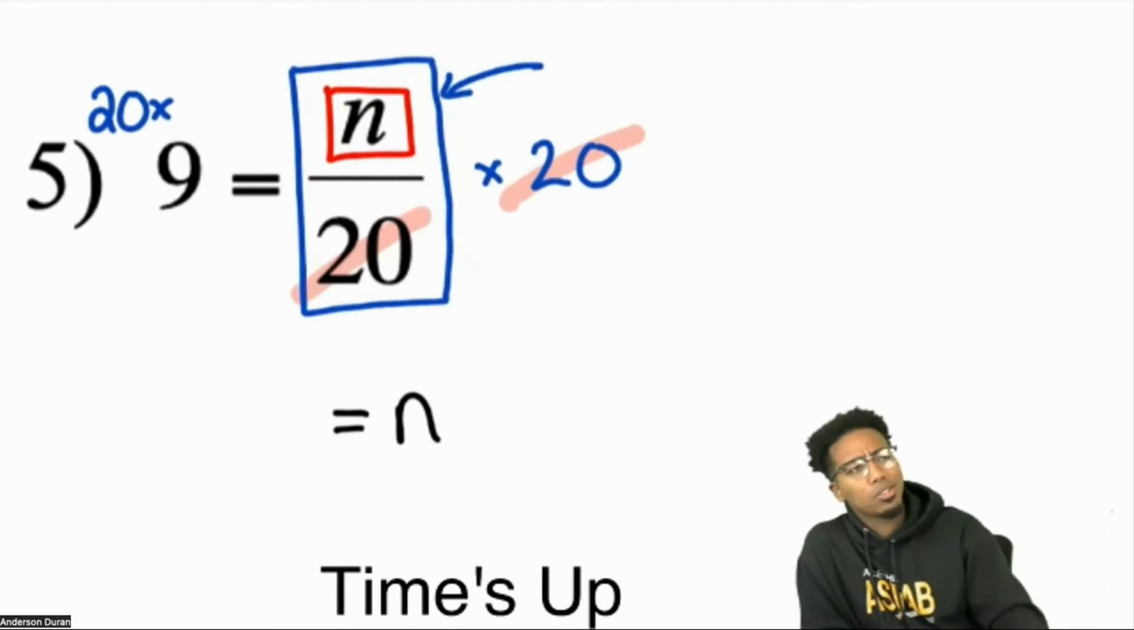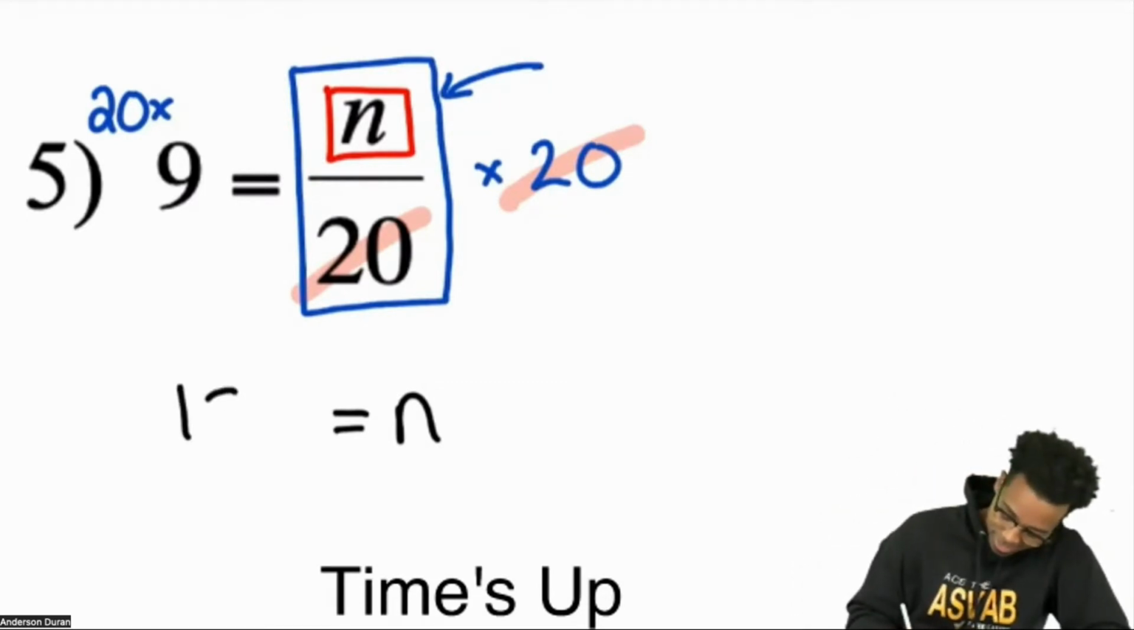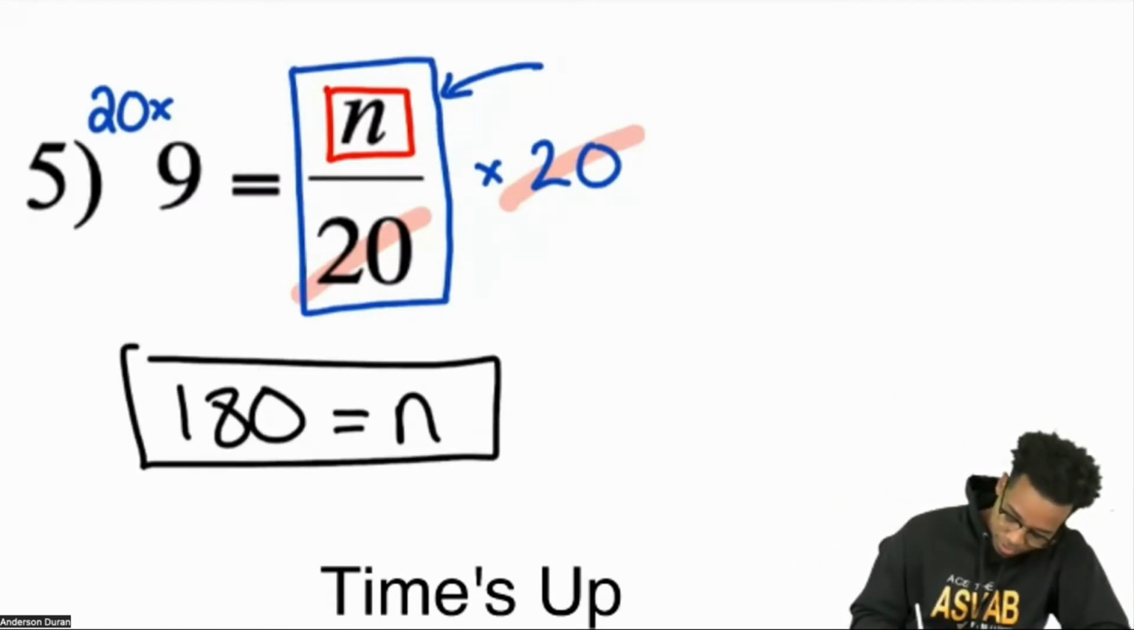Help me out. I'm a little slow today. 20 times 9, 180. Perfect. There we go. And we're good.